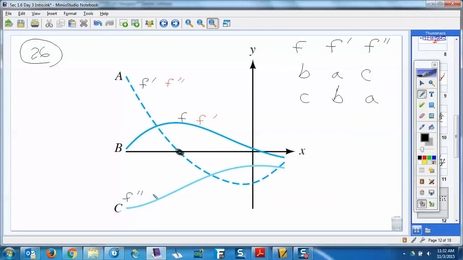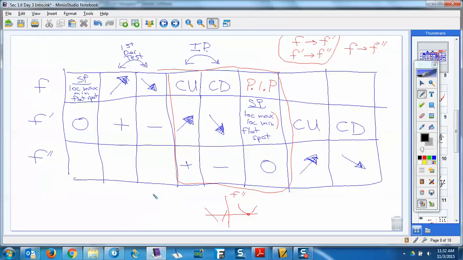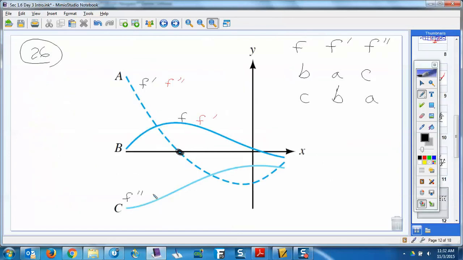Then what's that tell you about F? Concave down the whole time. Right? Think back to the chart. If F double prime is negative, F's got to be concave down the whole time. So if I look here, since F double prime is down here, negative the whole time, that means what I call this, the F graph? Yeah. It's got to stay concave down the whole time, is it?